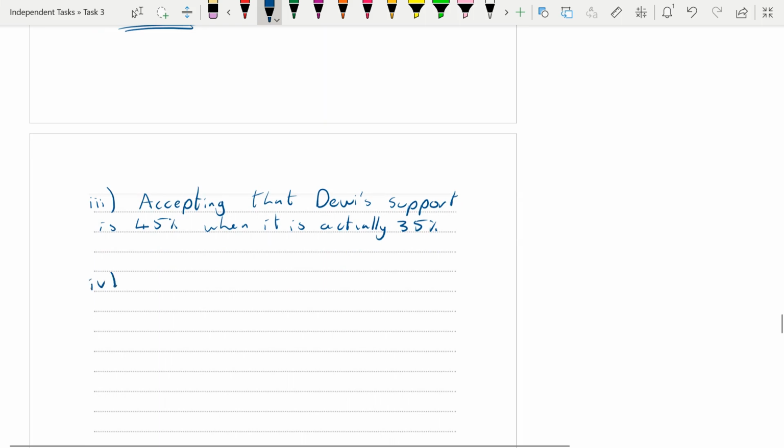Now, part 4 says explain briefly why this testing is unsatisfactory. How could it improve while keeping approximately the same significance level? So the first thing is, why is it unsatisfactory? That's because if I look at the two probabilities, I've got 45% and 35%. That's a large error there. So that's why it's unsatisfactory: there is a large error in the probabilities.